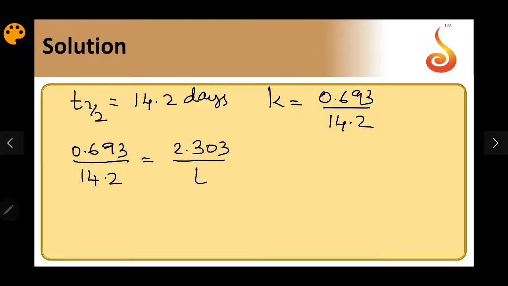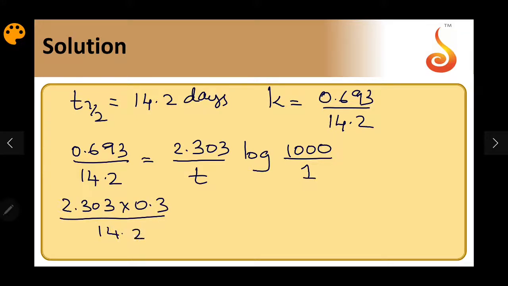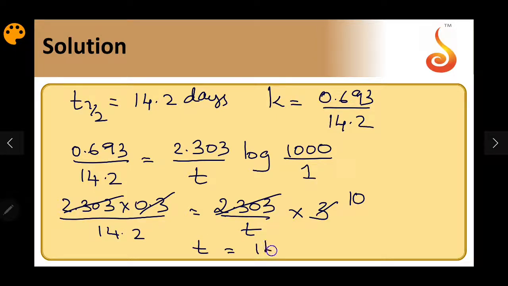2.303 by T into log 1000, where 1000 is the initial activity and 1 is the final activity. So I can write 0.693 as 2.303 into log 2, that is 0.3, by 14.2, equals 2.303 by T log 1000, and log 1000 is 3. So 2.303 gets cancelled. 0.3 and 3 will be 10 times. So T will be equal to 142 days.